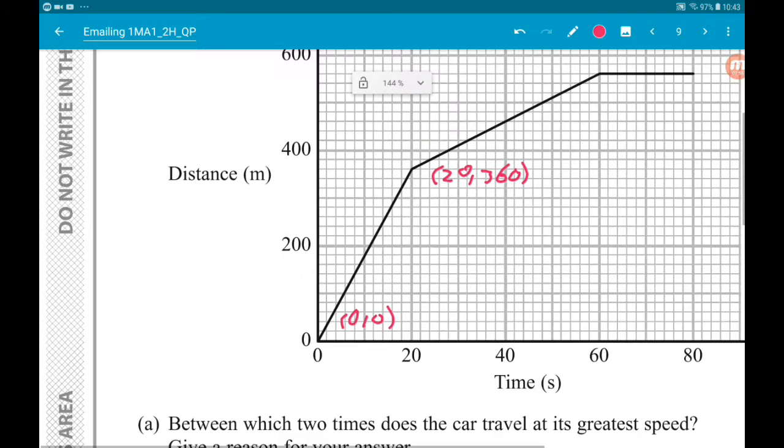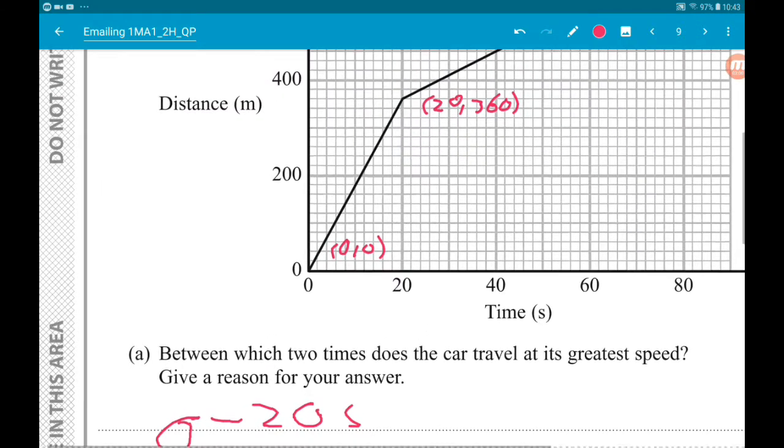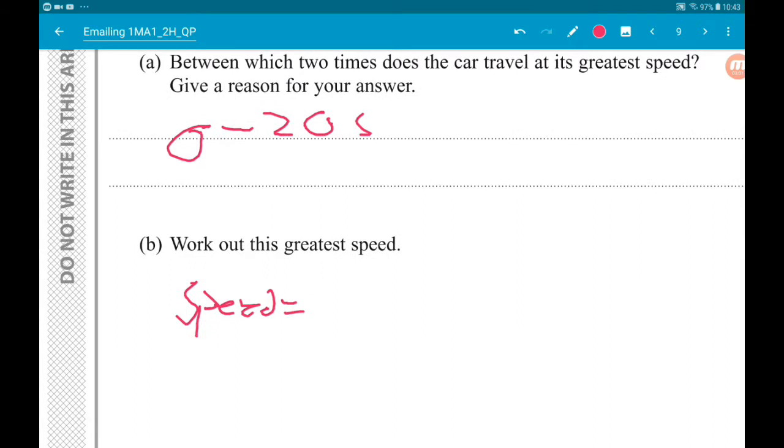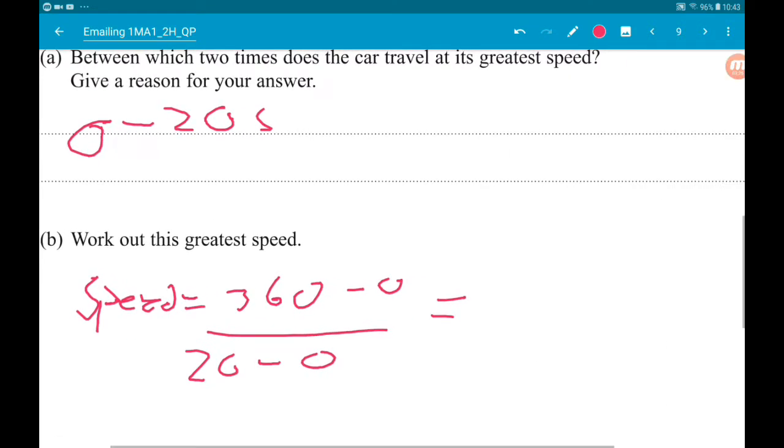So our speed then is 360 minus 0 over 20 minus 0, which is just 360 divided by 20, which is 36 divided by 2, which is 18 meters per second.